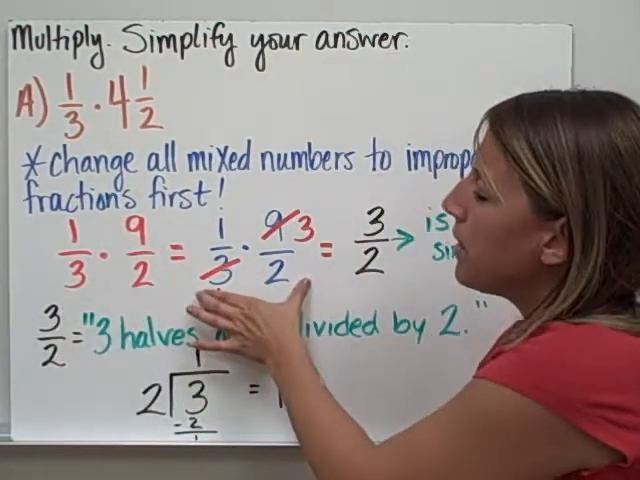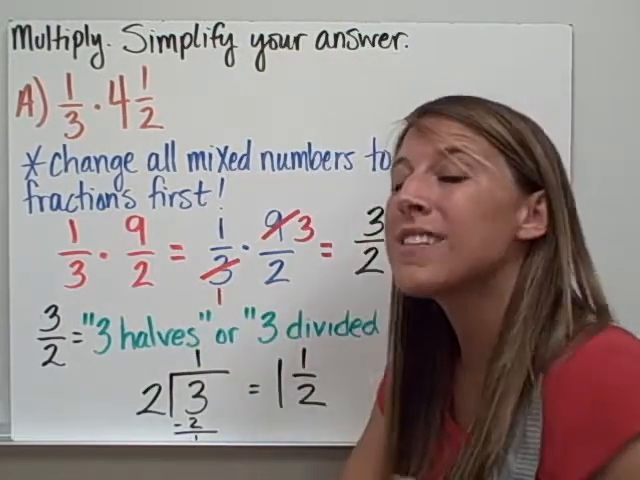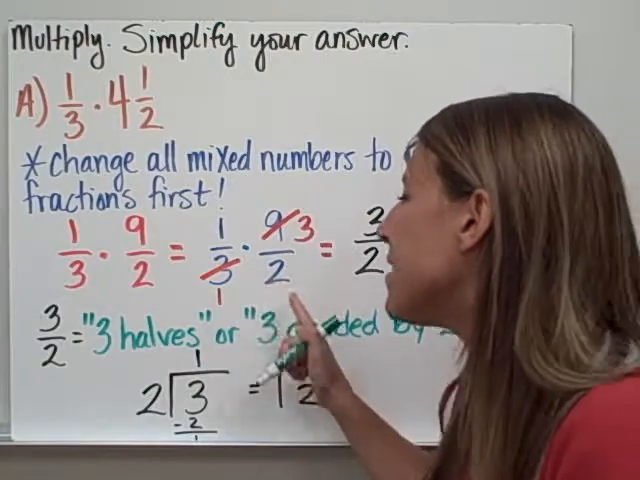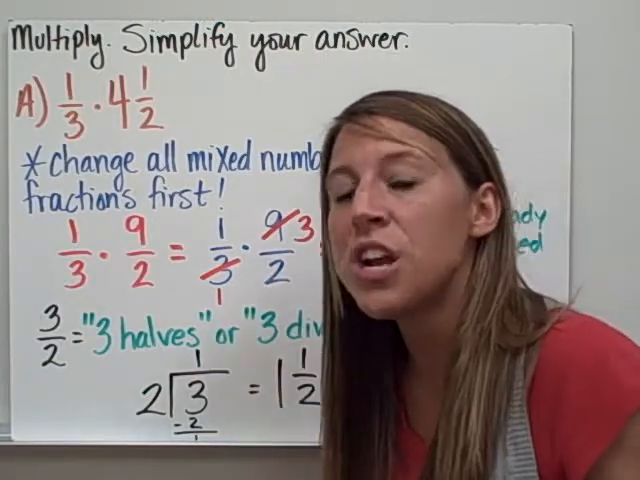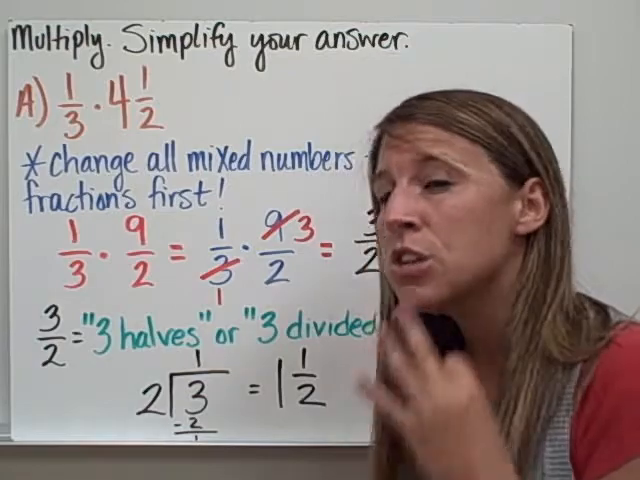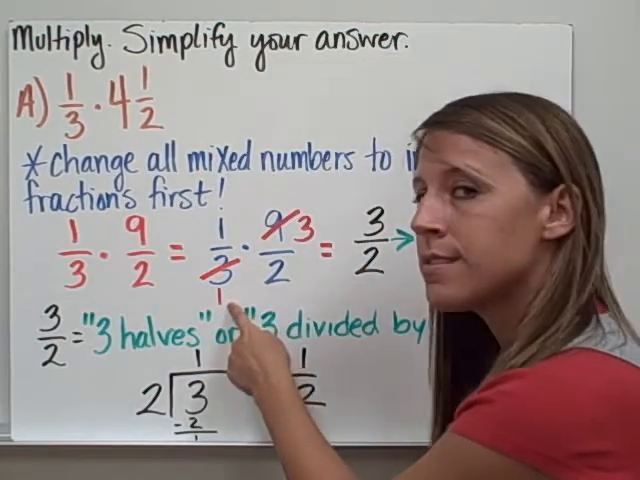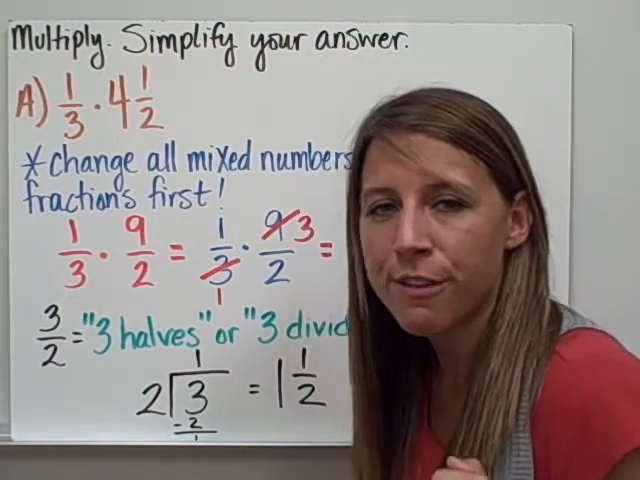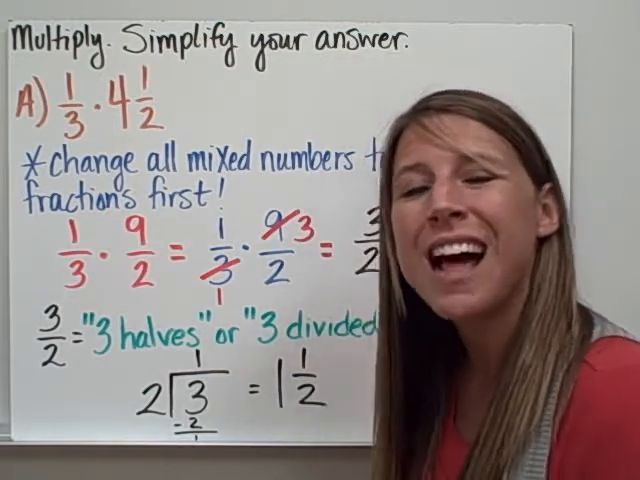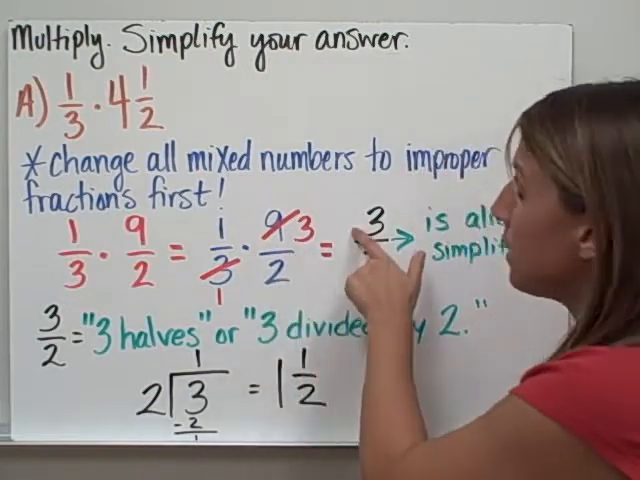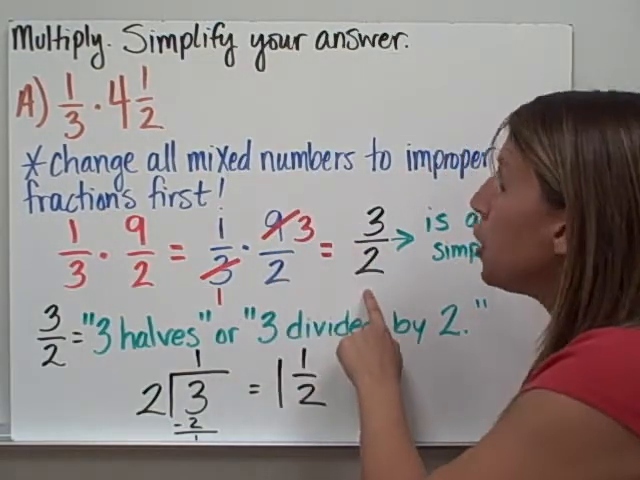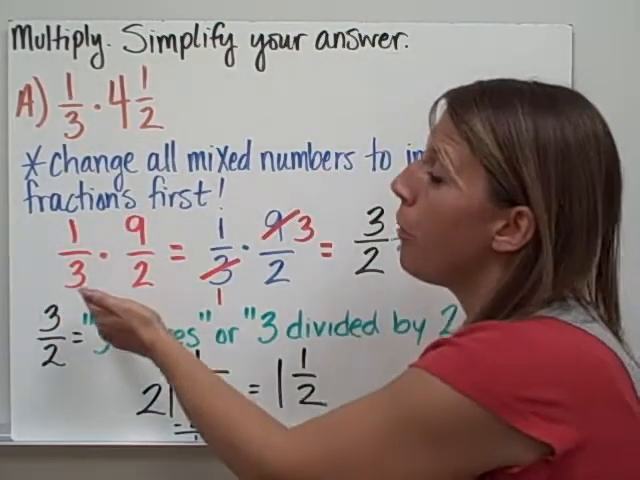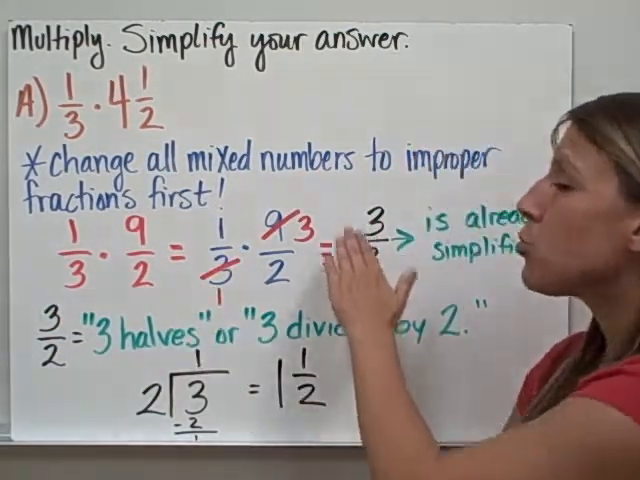I moved this problem over here to show you that I can cross cancel to simplify it a little bit, because as I look at the corners, I can see that 3 and 9 share a common factor of 3. So 3 goes into 3 once, 3 goes into 9 3 times, so I cross those out and simplify them to make multiplying across a little bit easier. 1 times 3 is 3, and 1 times 2 is 2. So my solution for 1/3 times 4 1/2, or 1/3 times 9/2, is 3/2.